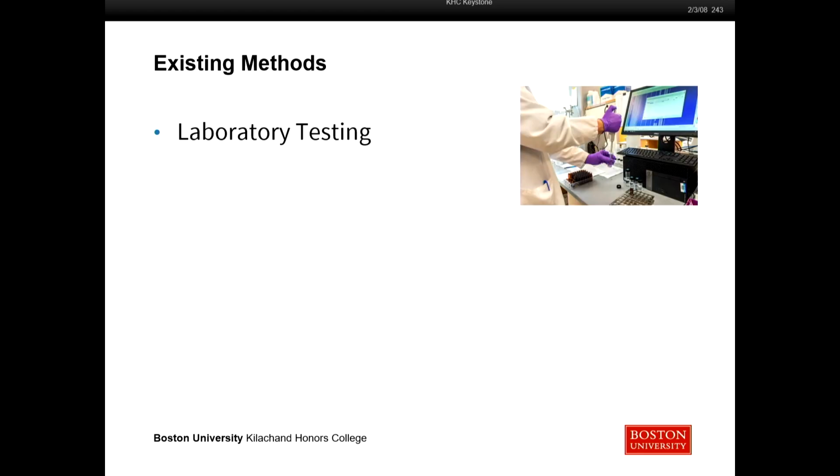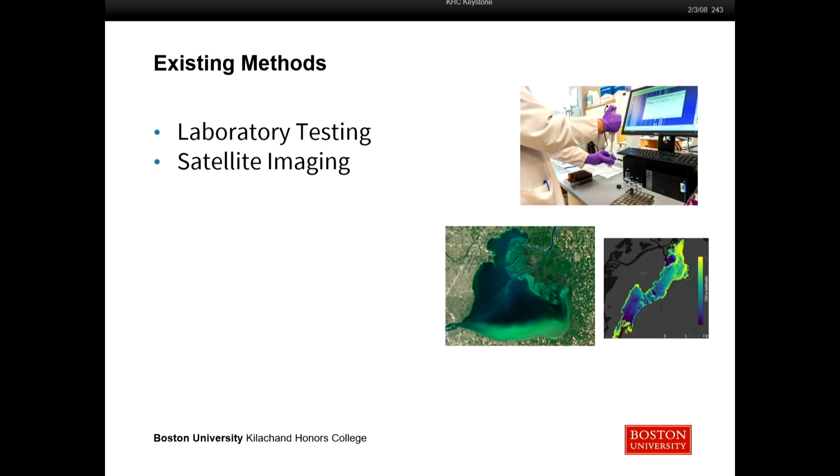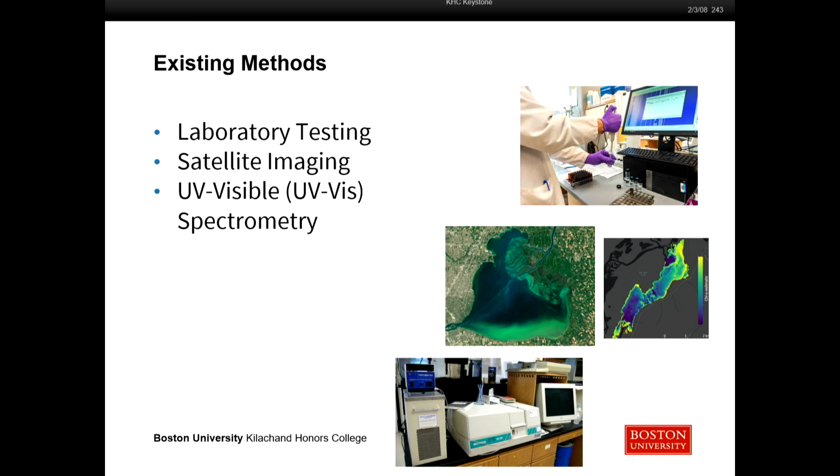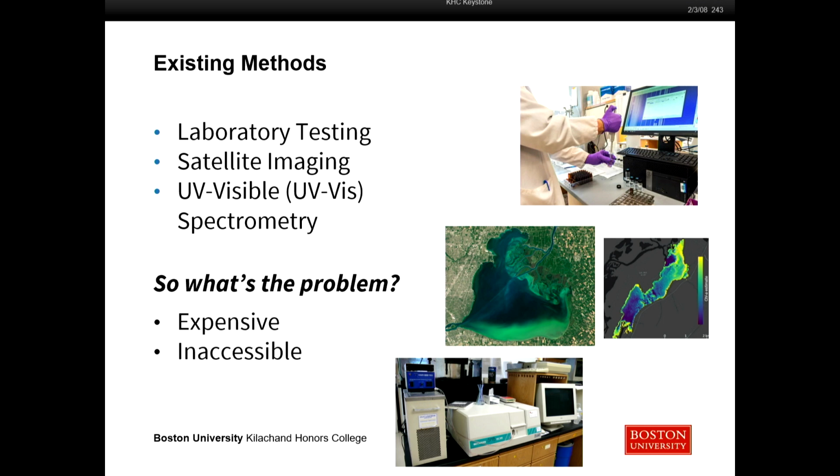So a little bit more about some existing methods for detecting whether or not cyanobacteria is present in a water sample. The first one is laboratory testing, which is what the CRWA does. Another one is satellite imaging, which is fairly popular. And we also have this technique called UV visible or UV-vis spectrometry, which I'll go more into depth about later on. But the problem with these existing methods is that, number one, they are extremely expensive, and number two, such as with satellite imaging, they can be very inaccessible to the general public.